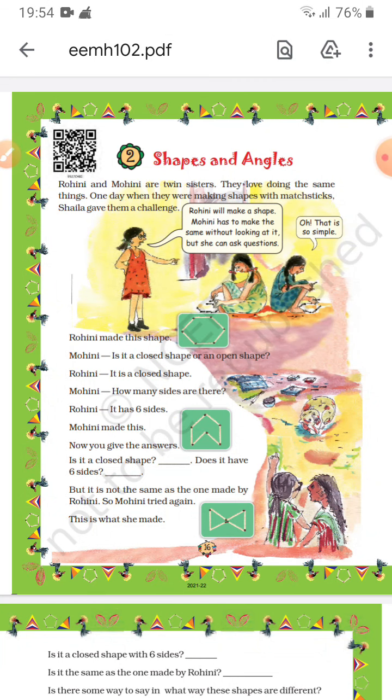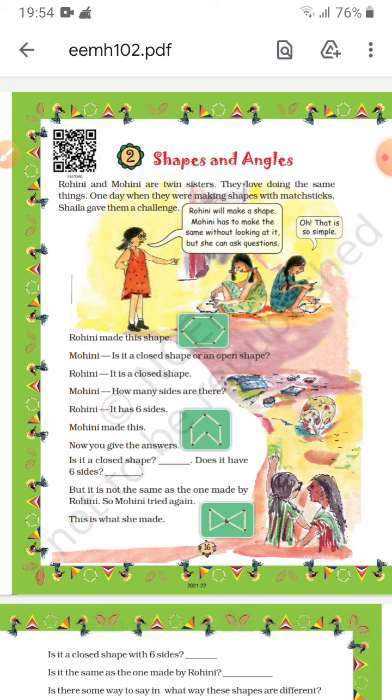Today we will have the second chapter of the NCERT book, that is class 5. The chapter name is Shapes and Angles. So in this lesson we will be discussing this chapter. As the name suggests, shapes and angles. Here in this chapter we will be learning about shapes and different types of angles.